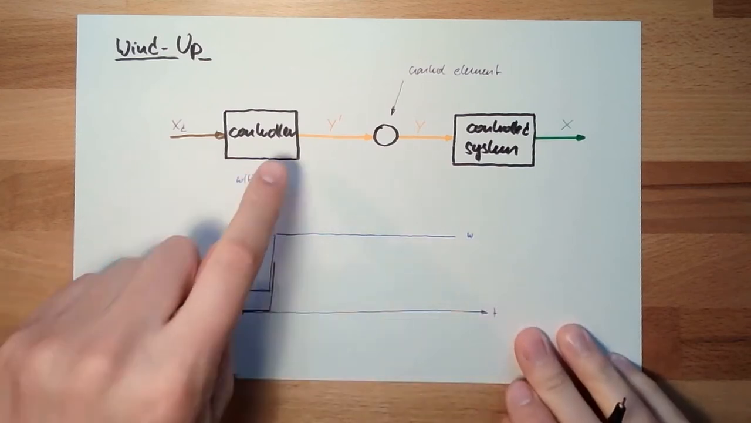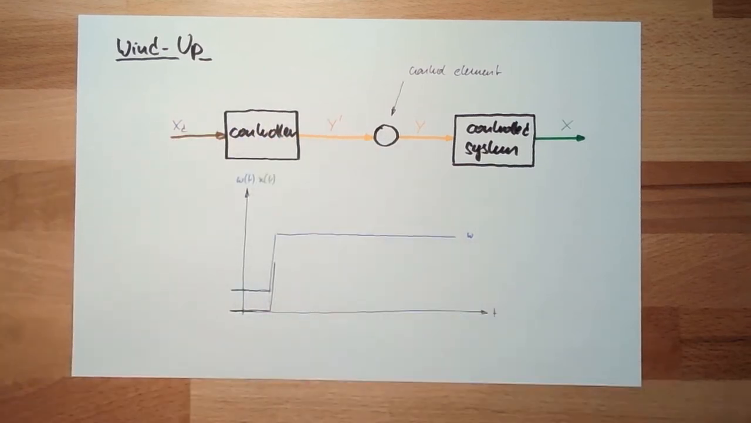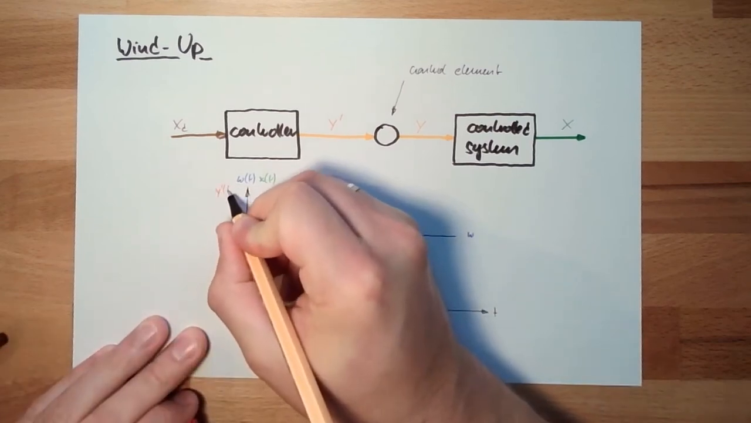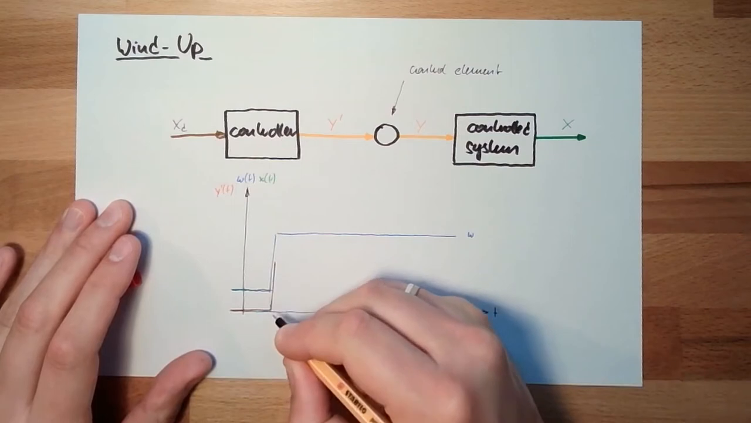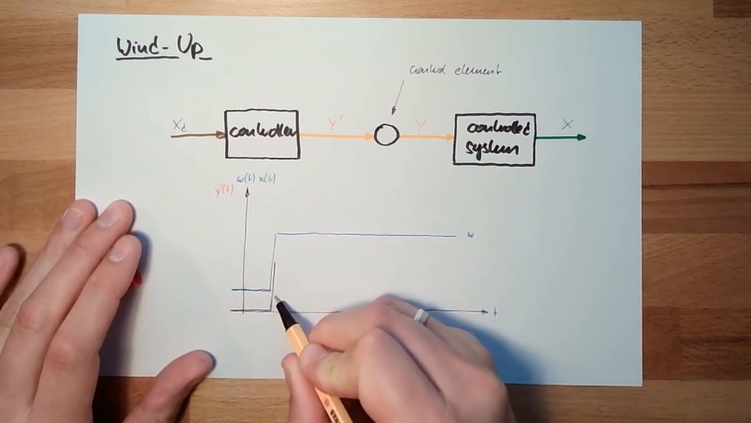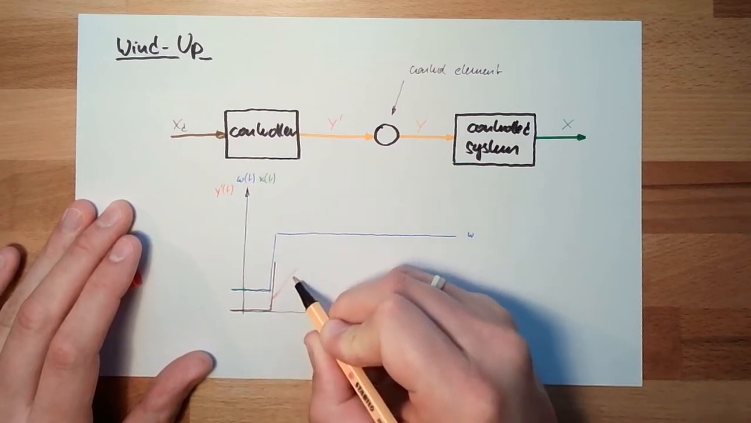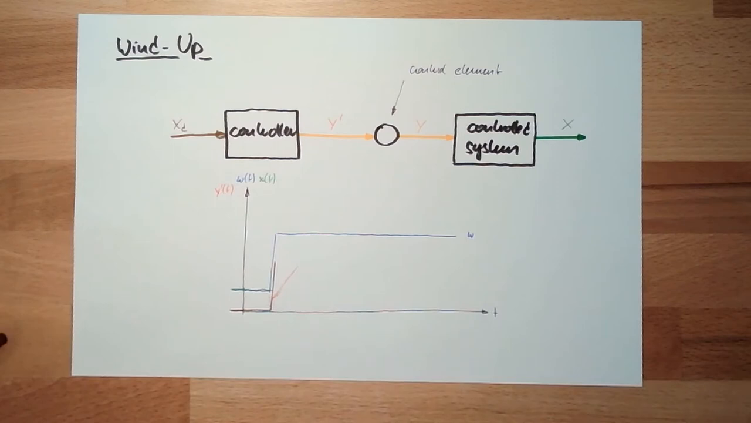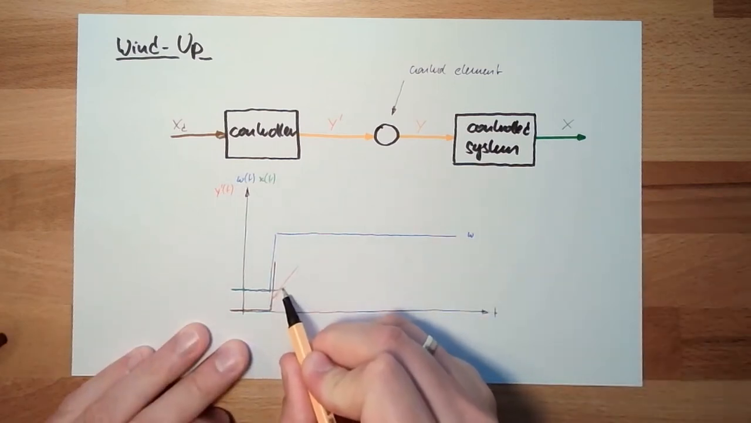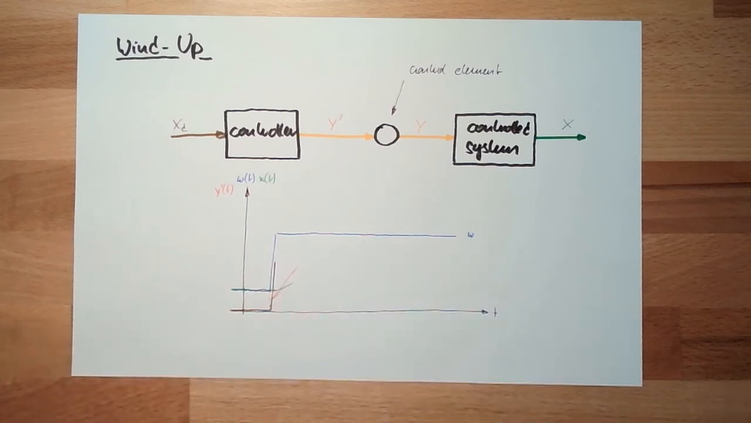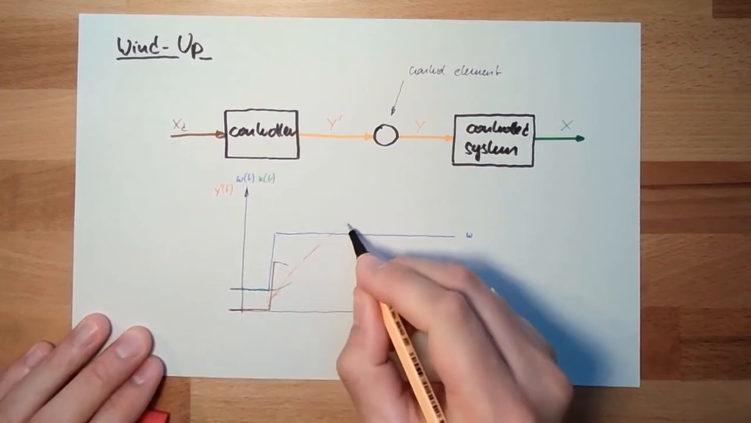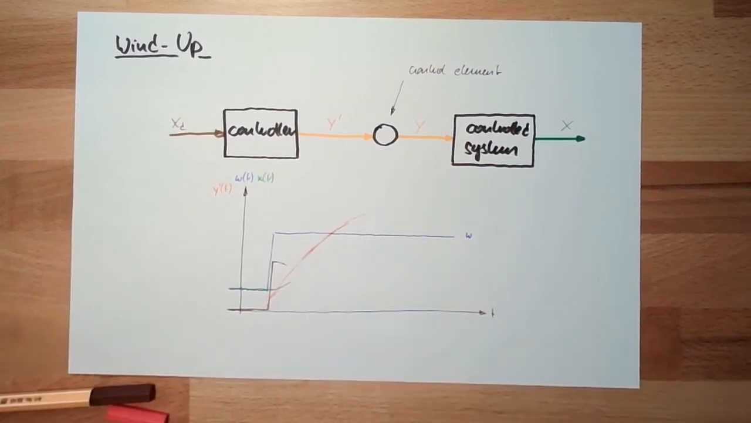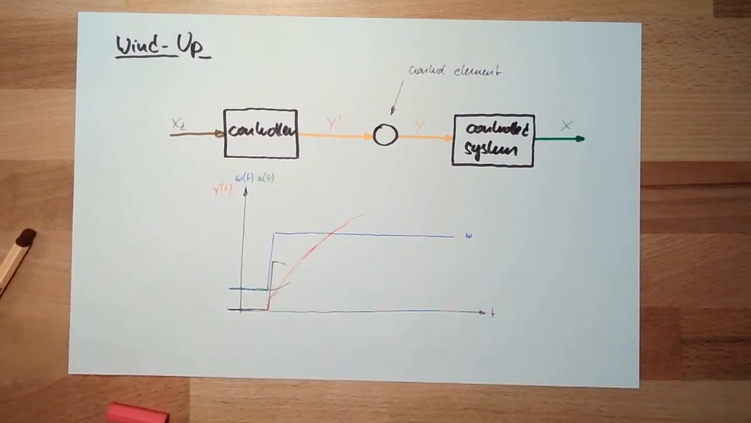So, depending on the controller, this Y dash is jumping, because there is maybe a P part, and then it will start to increase. This means, hopefully, our controlled variable will start to grow. This means further, our error will start to drop. This means further, the increase here will not be that severe anymore. Okay, this we would expect.